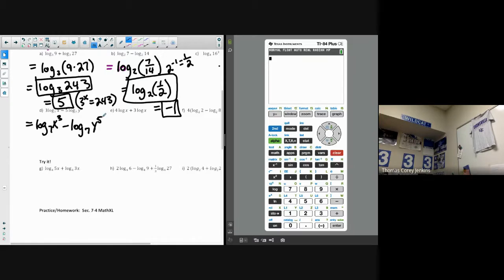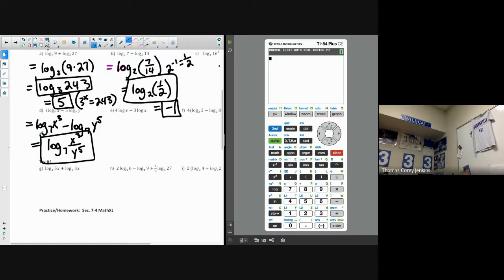Now I still have multiple logarithms here, so I want to use my exponent rule for subtraction, which is that we're dividing those bases. So overall, this would be log base 7 of x cubed over y to the 5th. And you cannot simplify that because we don't know what x or y are. So we would leave that as is. Let's look at the next one.